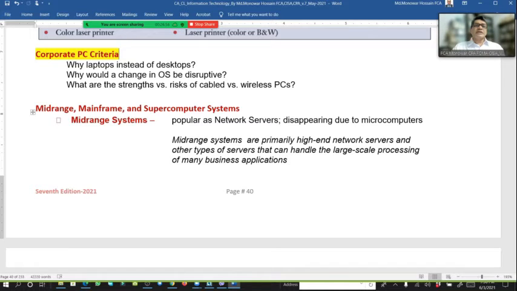And why should a change of OS be disruptive? That means operating system. What are the strengths versus risks of cabled versus wireless PC, etc.?